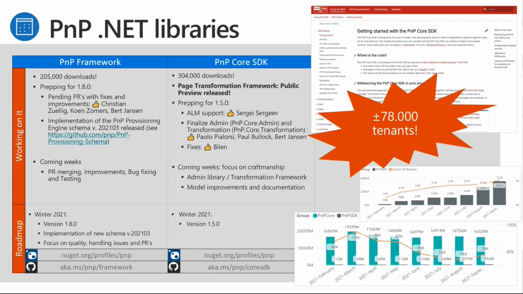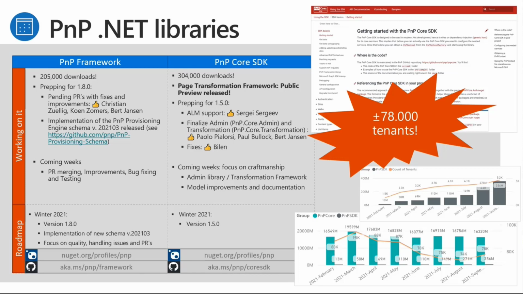PnP Core SDK is our brand new library for .NET developers, which unites SharePoint REST, Graph, and some CSOM all together in a model that is kind of API agnostic. And for that one, there is a ton of good things coming. First of all, Sergey Sergeyev, if I pronounce it correctly, is adding ALM support. So there will be a full ALM module enabling you to install packages, upgrade packages, and do everything that you can do from the admin center directly using APIs. So great thing coming up.